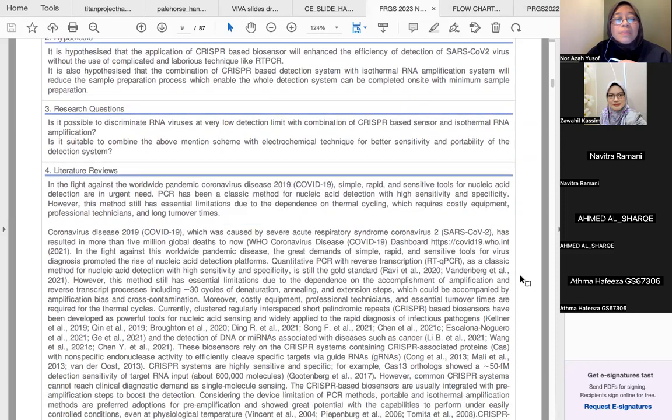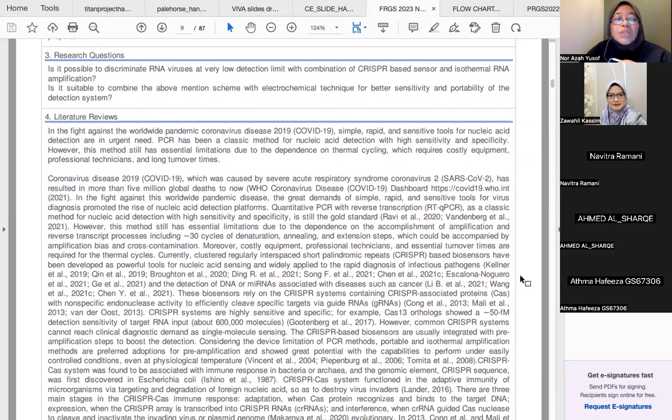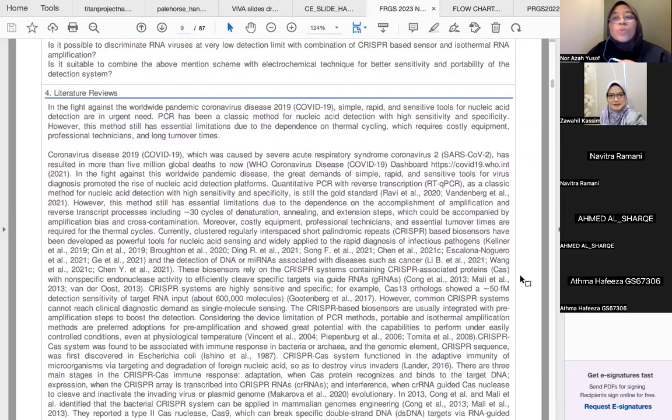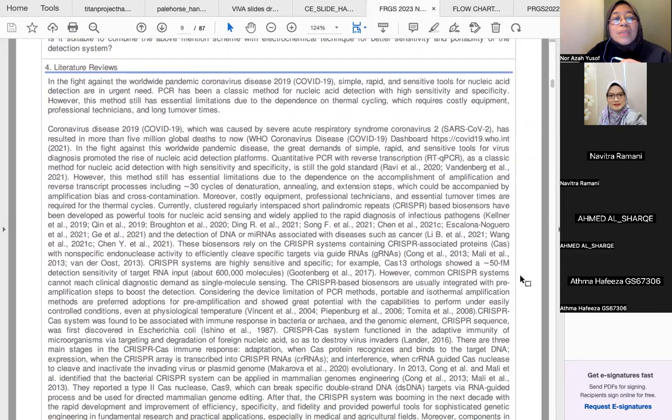So we have discussed a lot on literature review. The literature review should cover whatever scopes you want to cover. For example, if you want to talk about COVID-19, there is some information on COVID-19 here.